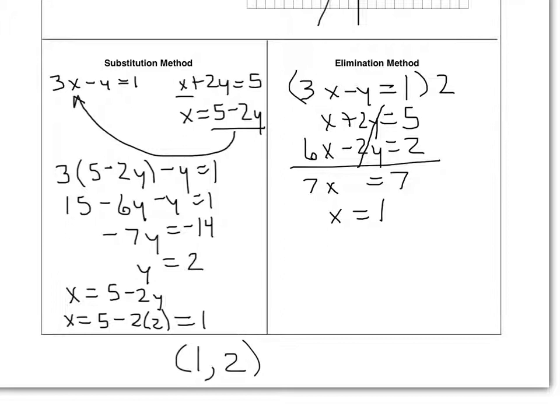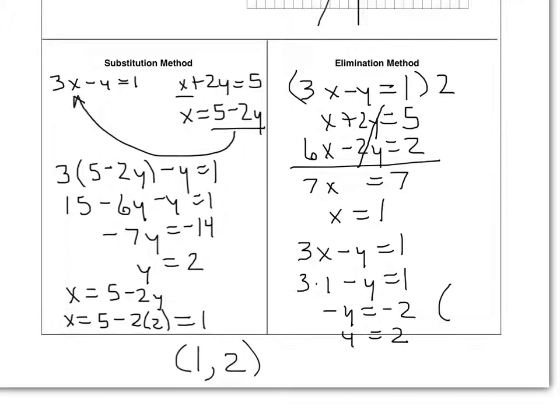How do we find y? We choose either one of the original two equations. It does not matter. We can take our 3x minus y equals 1. We know that x is 1, so we have 3 times 1 minus y equals 1. Subtract 3 from both sides, you get minus y equals minus 2. Divide both sides by a negative 1, and you get y equals 2. So once again, we get that solution 1, 2.